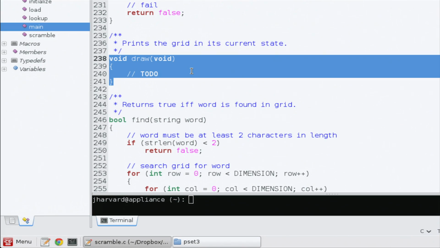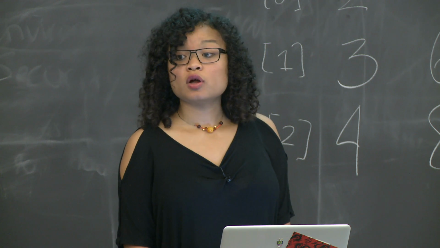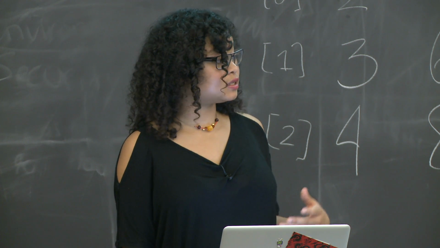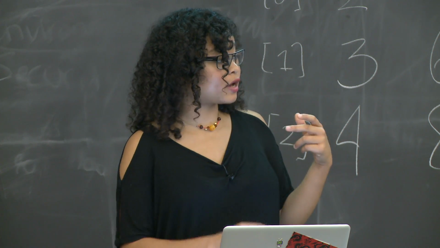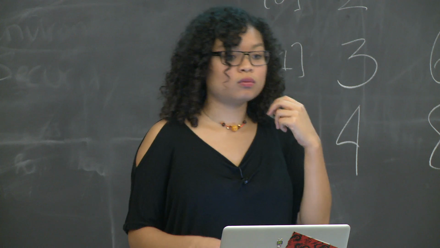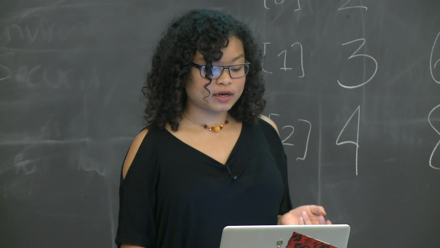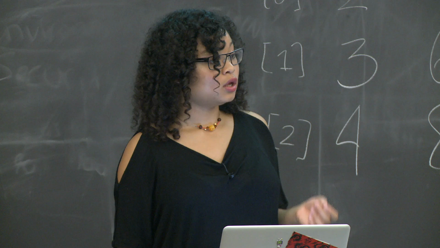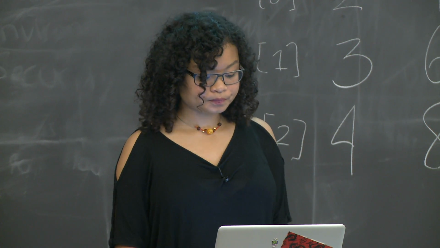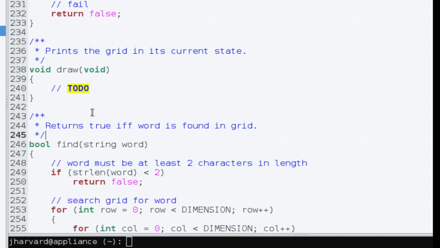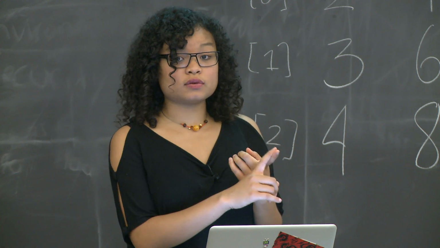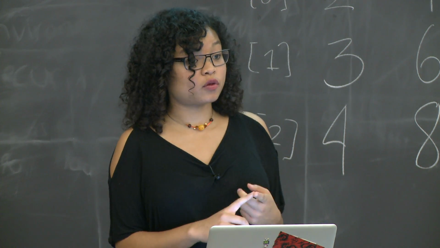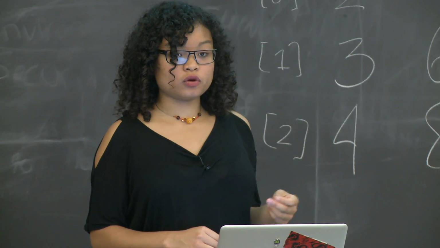Essentially, you have to print the grid in its current state. We've already taken care of actually initializing the grid, so you don't need to worry about which letters to put in the grid or something like that. But in the draw function, you're going to want to print out whatever is in the grid. Then here we have a Boolean function called find, which we saw above in the main function. Essentially, if the word was found and also was looked up in the dictionary, if both of those returned true, then it would increase the score, right?